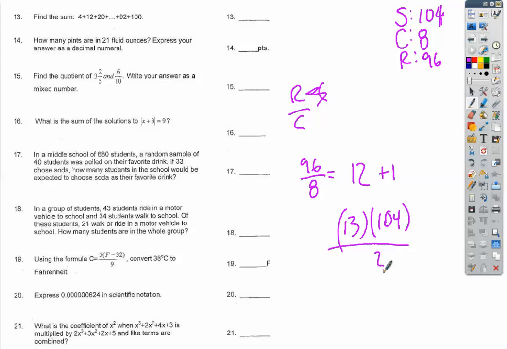So then 104 divided by 2, I'm going to reduce first. So I have 13 times 52, because 104 divided by 2 is 52. And then I'm going to multiply that together. 3 times 2 is 6. 3 times 5 is 15. And then I have the 0, I have 52. And so I add them together, I get 676. So the answer is 676.